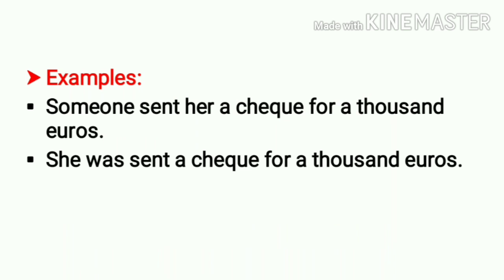For example, someone sent her a check for 1,000 euros. She was sent a check for 1,000 euros. In this sentence, someone, कुणीतरी तिला चेक पाठवला. Someone, I don't know the name. I may use a passive voice. Then I will say, she was sent a check for 1,000 euros. So in this way, we can make use of a passive voice when the subject is unknown or we do not want to emphasize the subject.